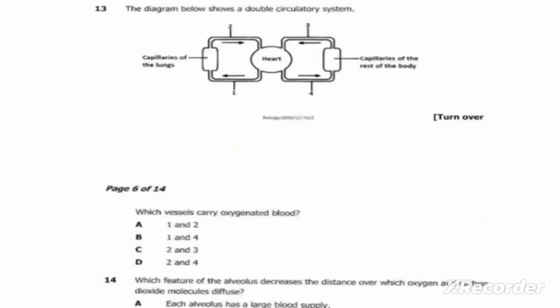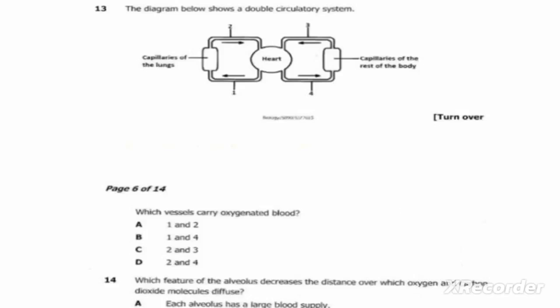Question 13, the question reads, the diagram below shows a double circulatory system. We can see capillaries of the lungs, and capillaries of the rest of the body. Which vessels carry oxygenated blood? We know that the vessels that carry oxygenated blood are the pulmonary vein and aorta. So we are going to identify pulmonary vein and aorta.